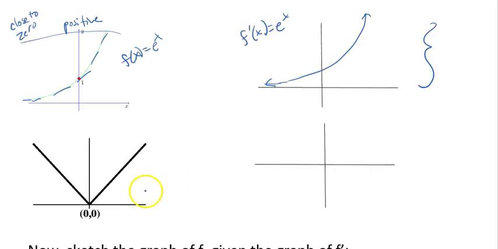The next one is an absolute value graph, which is basically two lines that meet at 0. Now, the slopes to begin with are negative, so our derivative is going to be negative. And the slope after that is positive, so our derivative is going to be positive. So we're going to be operating in the negative on this side and in the positive on this side.